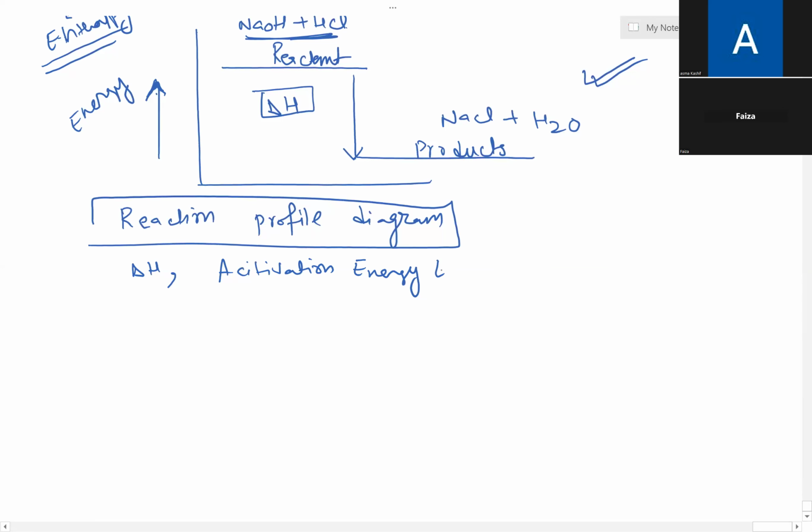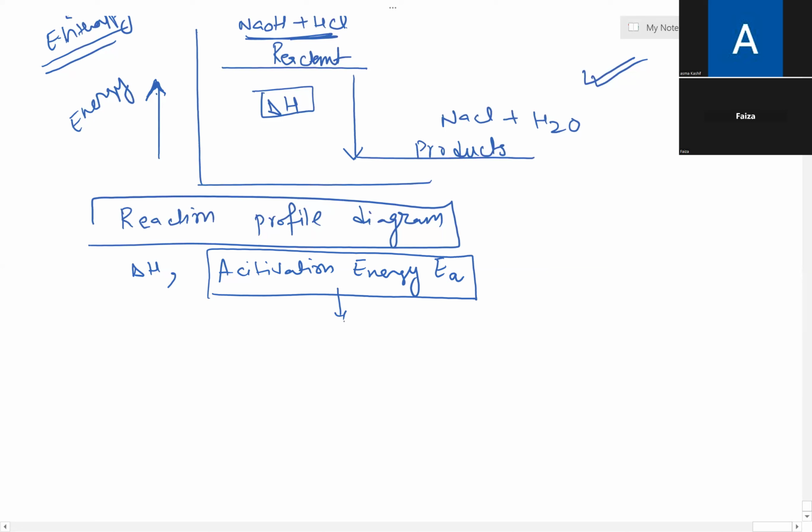And the activation energy, we write it as EA. So now for a reaction profile, you have to show an extra thing, which is activation energy. What is the activation energy basically?